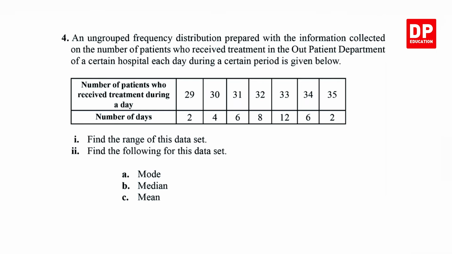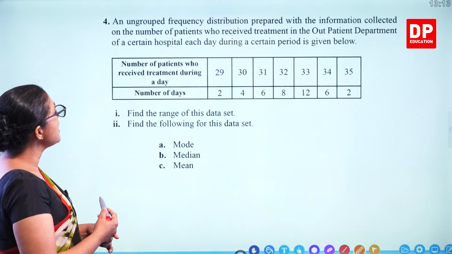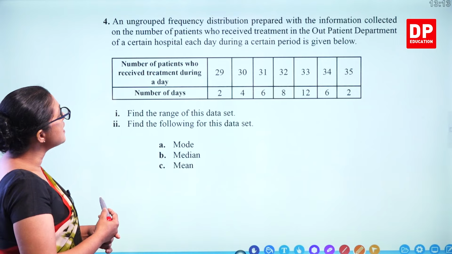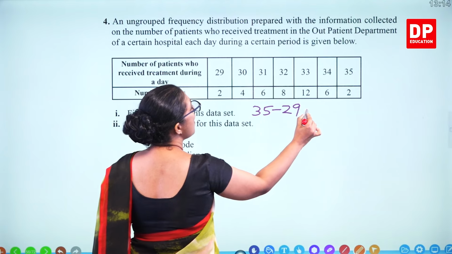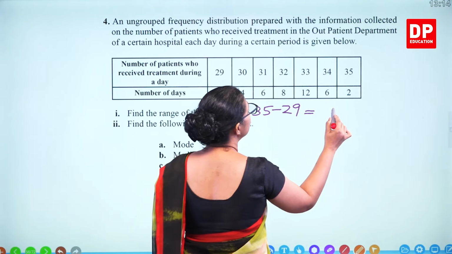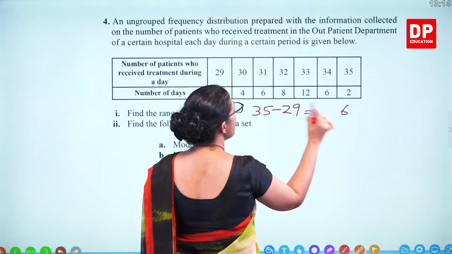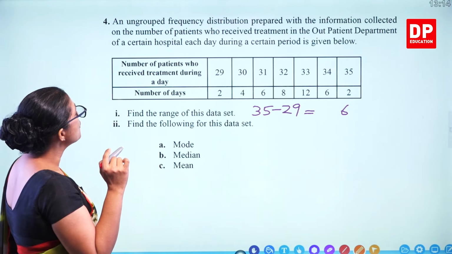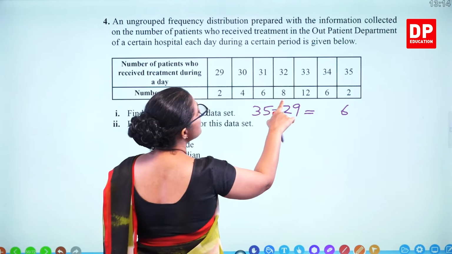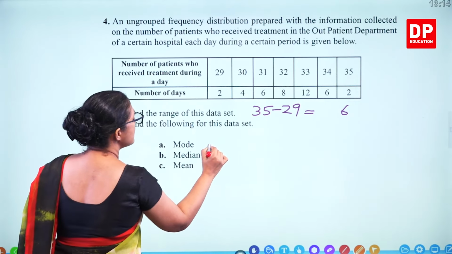Question number 4. An ungrouped frequency distribution prepared with the information collected on the number of patients who receive treatment in the outpatient department of a certain hospital each day during a certain period is given below. Number of patients who receive treatment during a day, number of days. Find the range of this data set. So highest minus lowest. 35 minus 29, you get 6 is the range. Find the following for this data set. Mode, most frequent number. Look at the frequency column, 12. So 33 is the mode value.